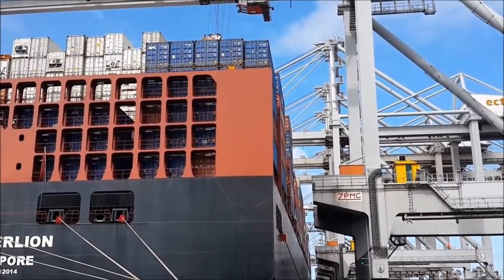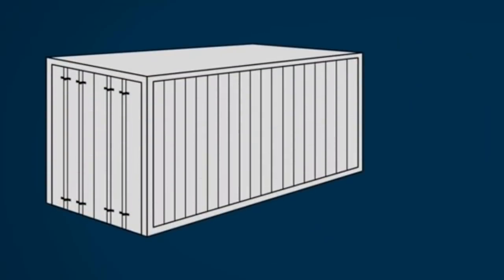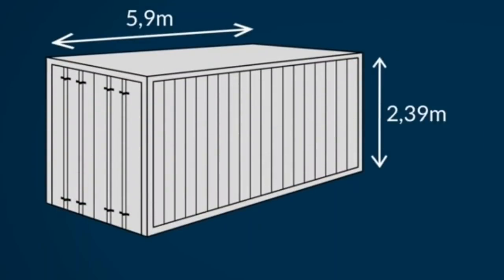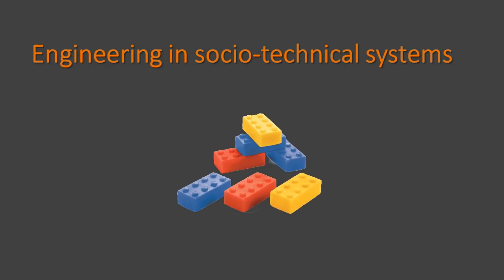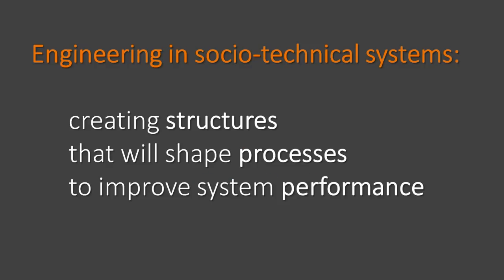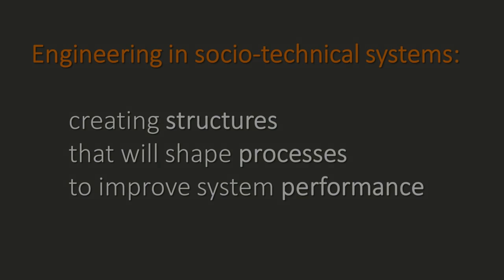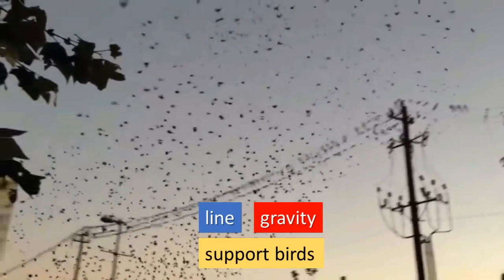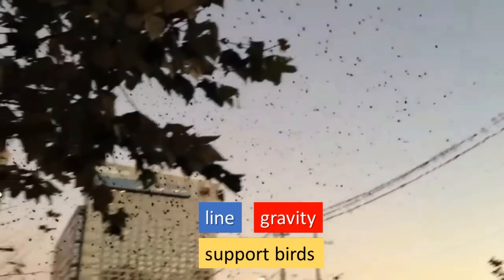Any artifact will function only if its design is compatible with the physical and social structures that form its context. As systems engineers, we can only make small changes. But small changes can make big differences. That is why we analyze and design, to create structures that will shape processes so as to improve the overall performance of the system we are part of. Small things matter. A well-designed fuse protects the integrity of the entire grid.